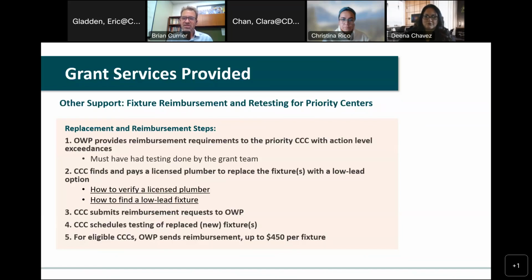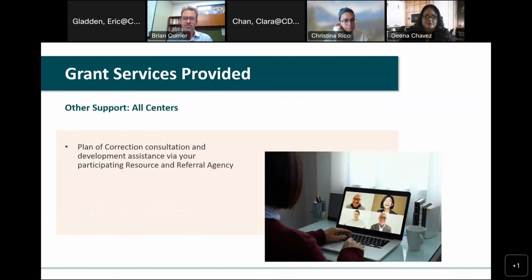Now let's talk about services that are applicable to all applicants, regardless of priority. Next slide, please. Any childcare center that would like assistance can receive help from their participating local resource and referral agency to prepare their plan of correction. This does not replace the requirement for the childcare center to work with their licensing program analyst.